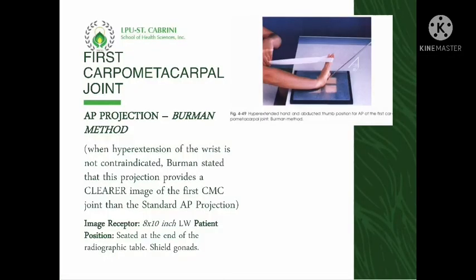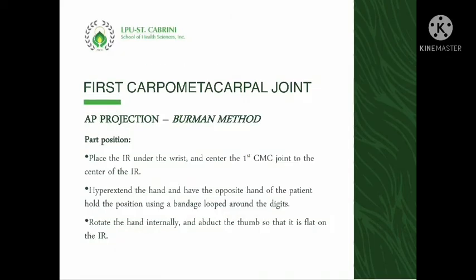We also have the Burman method for the AP projection of the first CMC joint. This method is performed if the hyperextension of the wrist is not contraindicated. According to Burman, this method provides a clearer image of the first CMC joint. The image receptor is placed under the wrist and centered at the first CMC joint. The patient will be asked to hyperextend their hand with the use of a bandage looped around the digits that was held by their opposite hand.